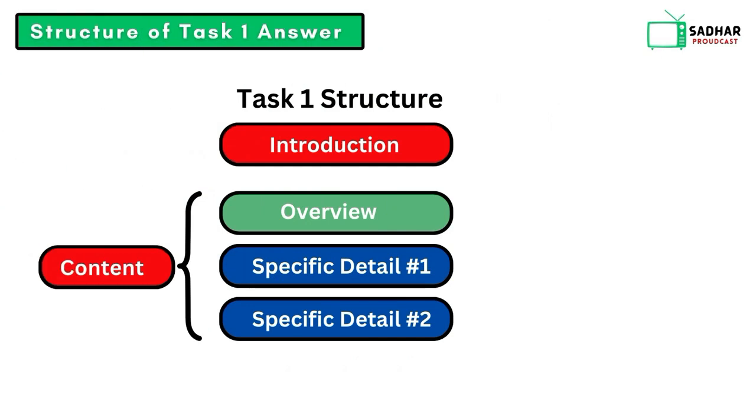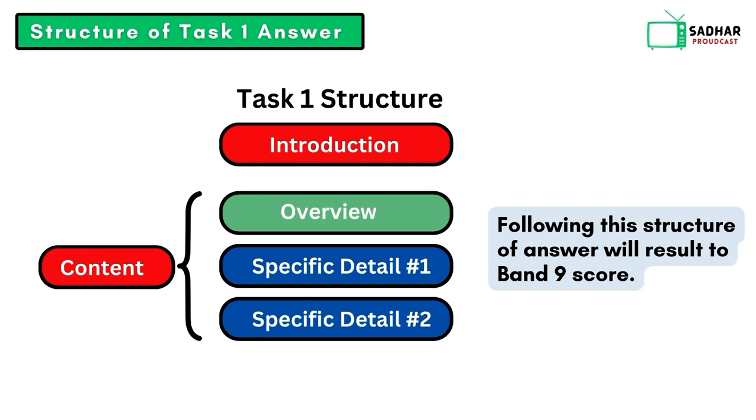This is the structure of task 1 answer. So we have 4 paragraphs. Number 1 is introduction, and then we have the content. The content consists of 3 paragraphs. Paragraph 2 is overview. Paragraph 3 is specific detail 1, and paragraph 4 is specific detail 2. Following this structure of answer will result in a band 9 score.